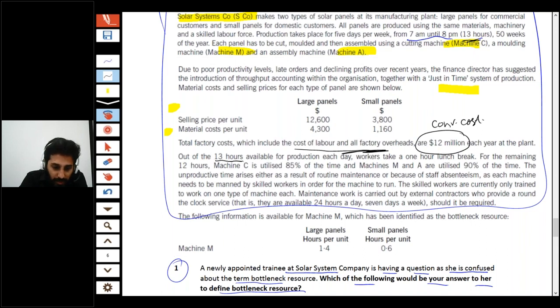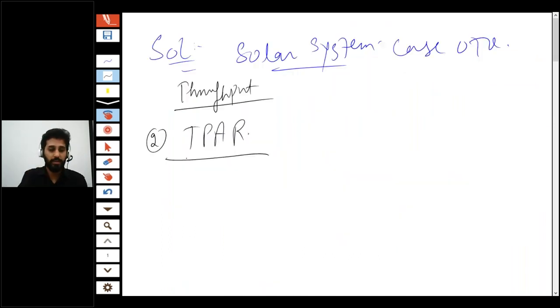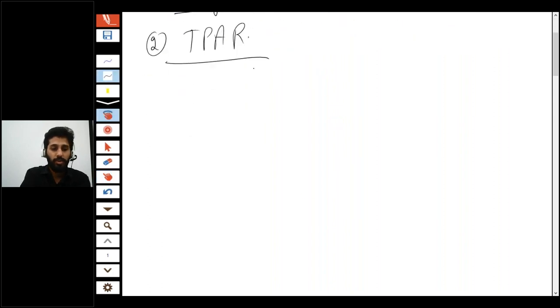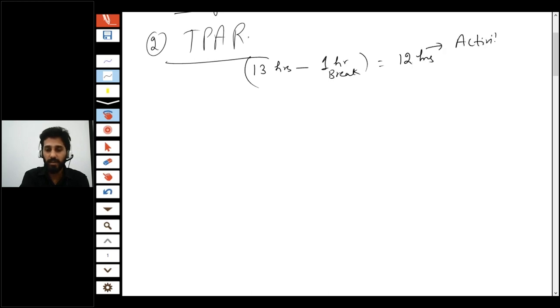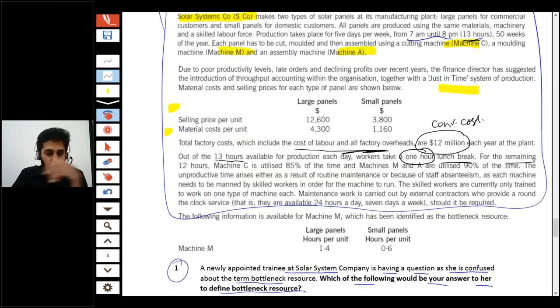Out of 13 hours, workers take a 1 hour lunch break. Remember, we always need the active hours. So there are 13 hours minus 1 hour break. That means I need 12 hours active. 12 hours active.